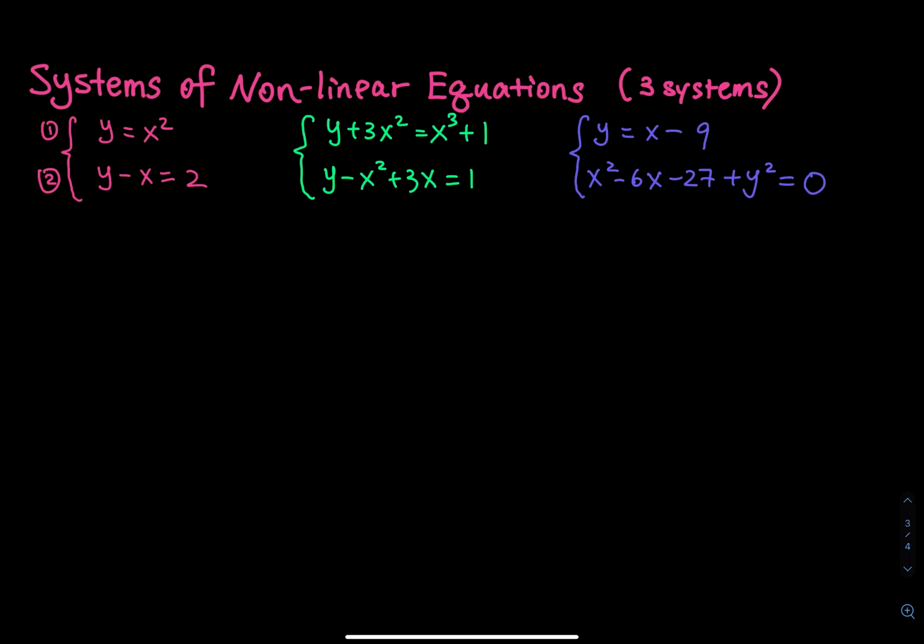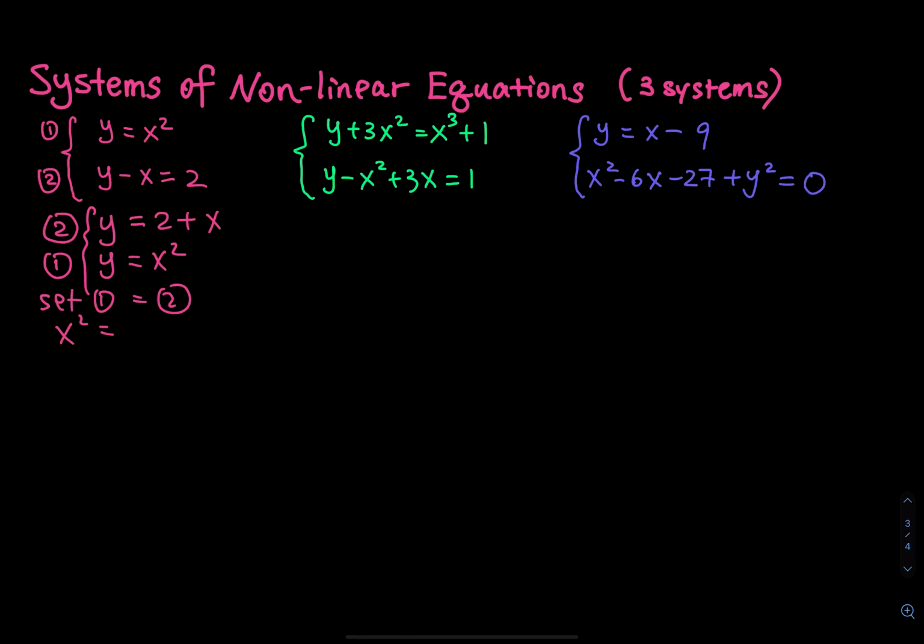For number 1, we don't really need to rewrite that. For number 2, I will write that as y equals 2 plus x. And then number 1 is y equals x squared, right? So now the system is y equals and y equals. So you are going to set number 1 equal to number 2. So that is x squared equals 2 plus x.